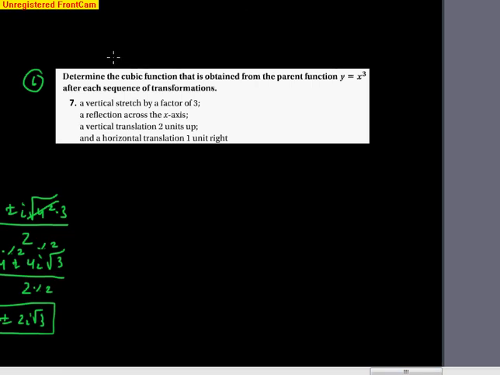Determine the cubic function that is obtained from the parent function of y equals x cubed after each sequence of transformations. We have a vertical stretch of 3, reflection over the x-axis, 2 units up, 1 unit to the right. So recall that the general formula, y equals a, x minus h, is going to be cubed because the function's cubed, plus k. So what do these things mean?